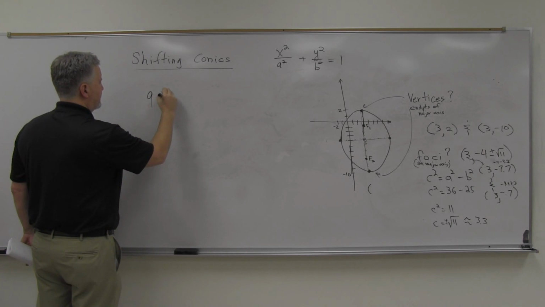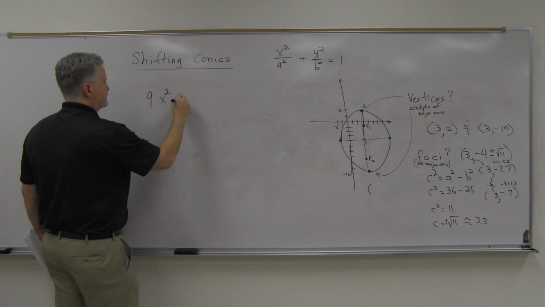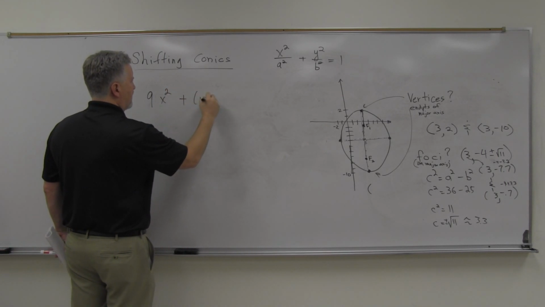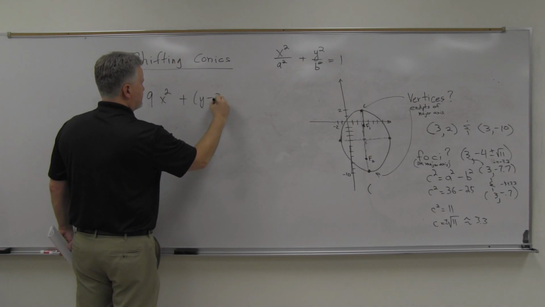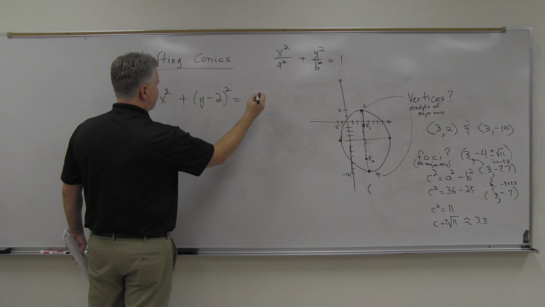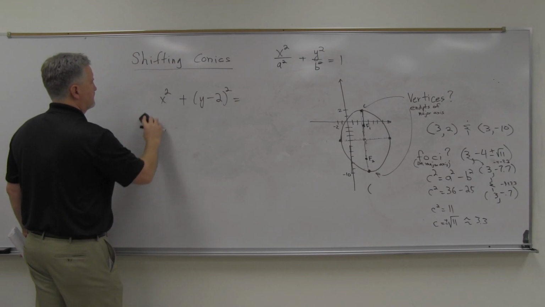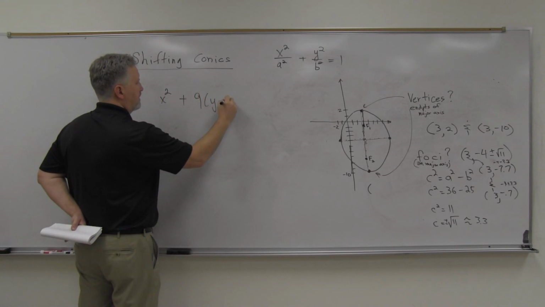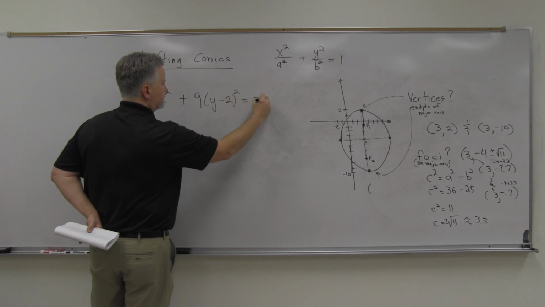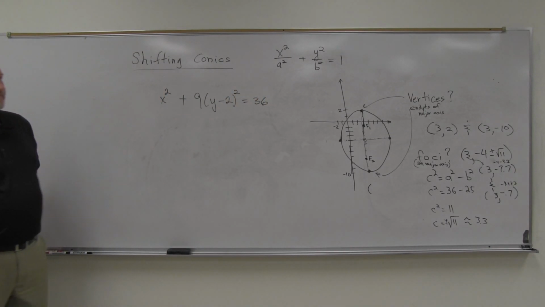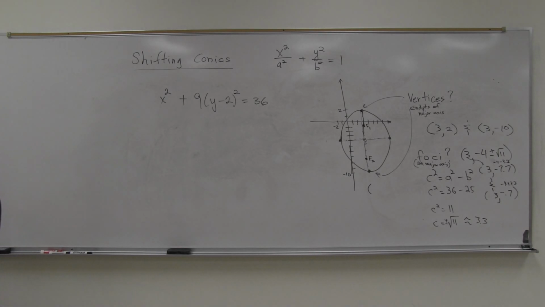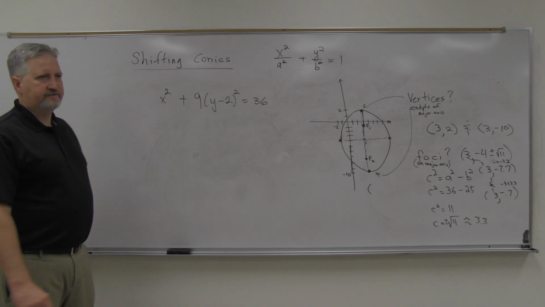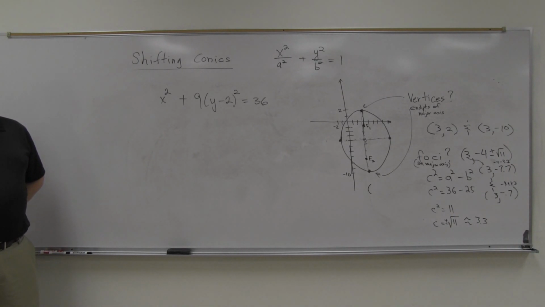It's really strange. 9x squared plus y minus 2 squared equals... let's do it this way. x squared plus 9 times y minus 2 squared equals 36. I don't know if there's one you have to do like this, but it's good to think about.